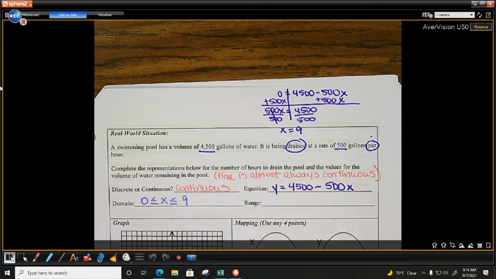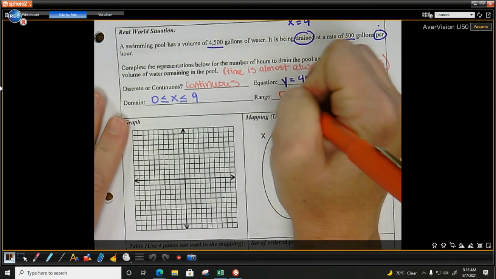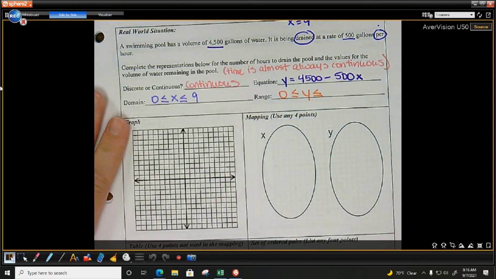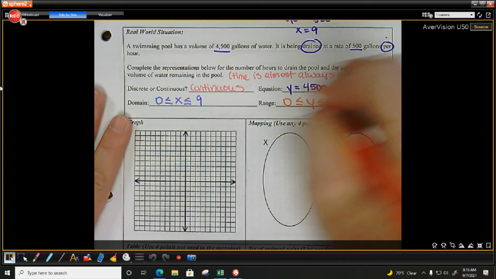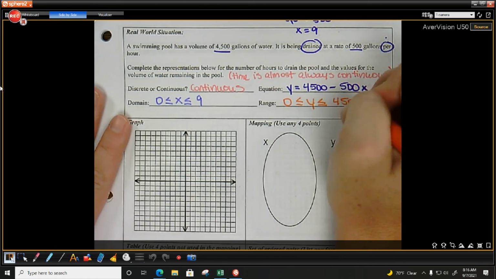Okay, so now my range. What's the smallest amount of water that's going to be in the pool? 0, when it's all the way drained. 0 less than or equal to y, less than or equal to... What's the most amount of water that's going to be in the pool? 4,500. That's how much you're starting with.